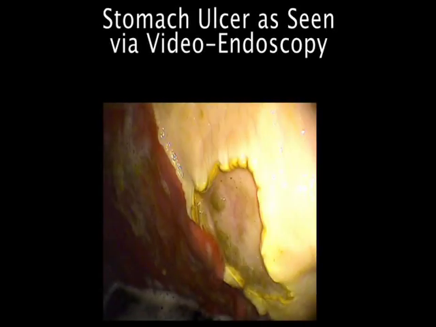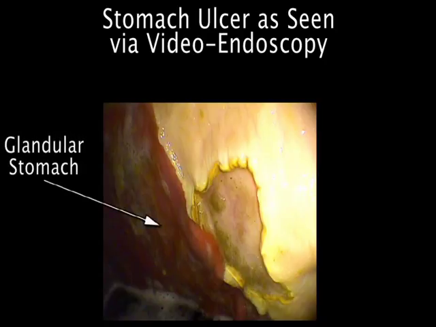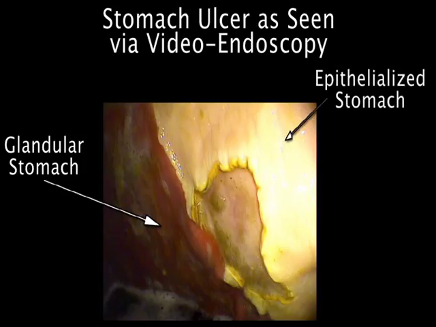What you're looking at in this slide is a very deep gastric ulcer as seen through a video endoscope. The first section here is the glandular stomach, where the acid is produced and the mucus is produced. On the right side of the screen, you're seeing the epithelialized stomach that has no protection from the acid. When acid gets heavily into this part, the ulcer is produced, and you can see the ulcer here as outlined in black.